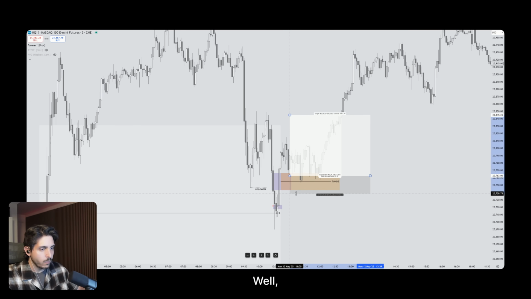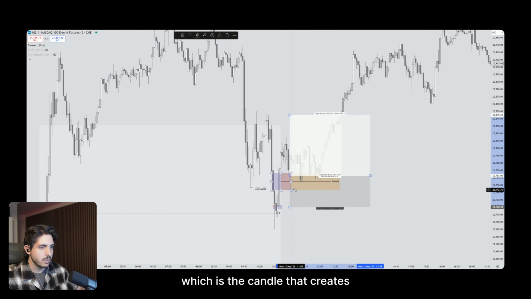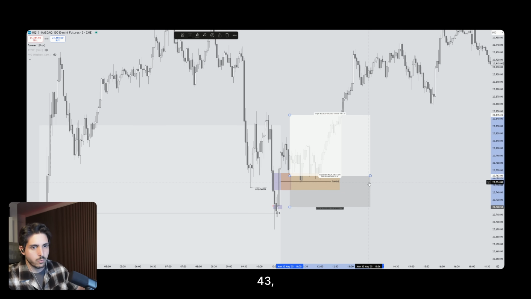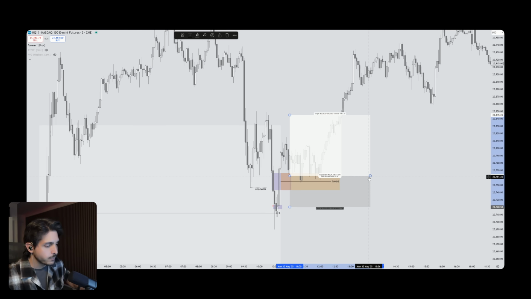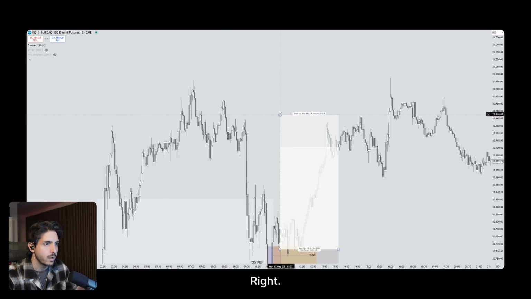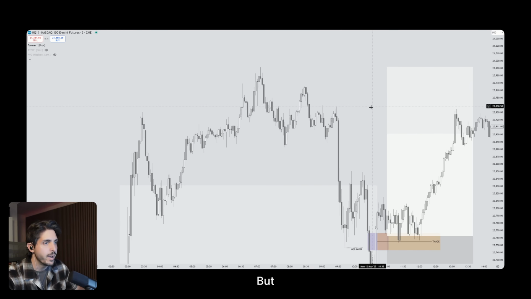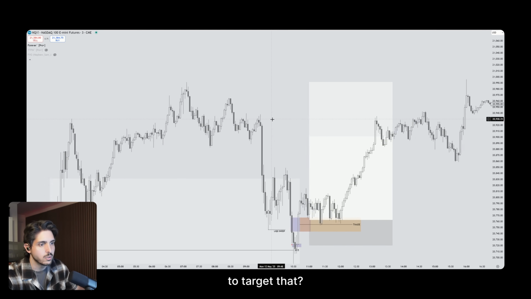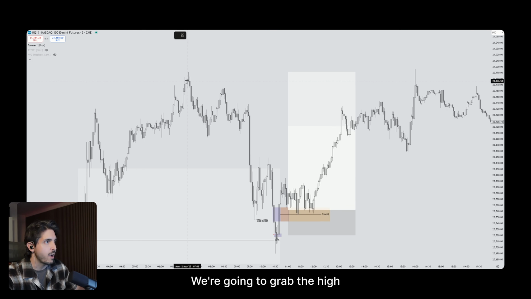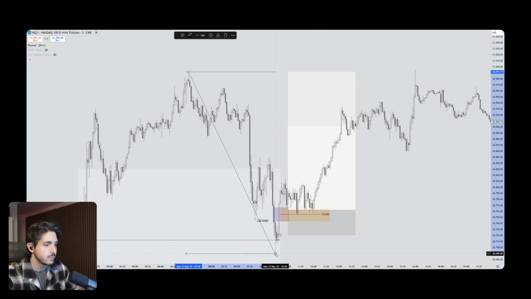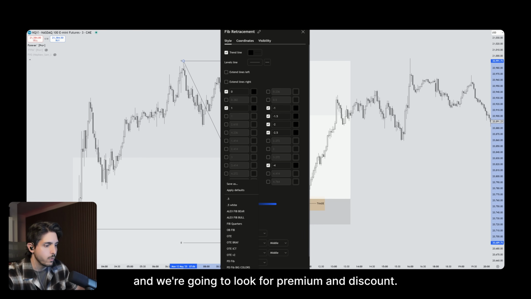So where's my stop going to be? Well, it should be the bottom of this candle, which is the candle that creates the TMade model, right? So we're risking 43 points here. Okay. And we're going to target, what's the draw on liquidity, right? Most likely it's going to be like one of these highs here, right? So let's say this high. But what are we going to use to target that? Well, easy. We're going to grab the high to low, right, of this move. And we're going to look for premium and discount.